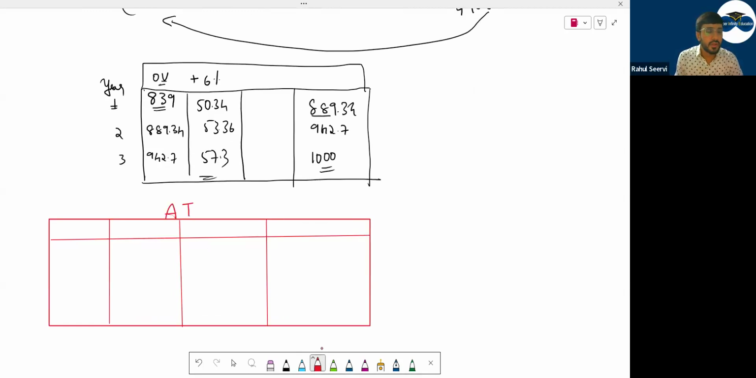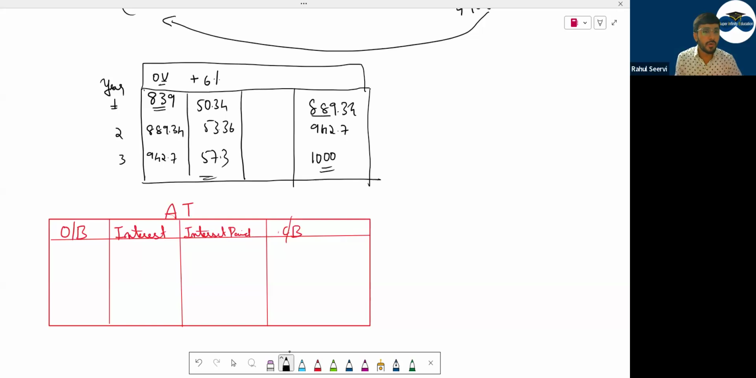Amortization table. Here you will mention the opening balance. Here you will write down interest. Here you will write down interest paid. That was the case of interest received, the above one. But here it is interest paid, most of it will be used for liabilities only. Then closing balance.